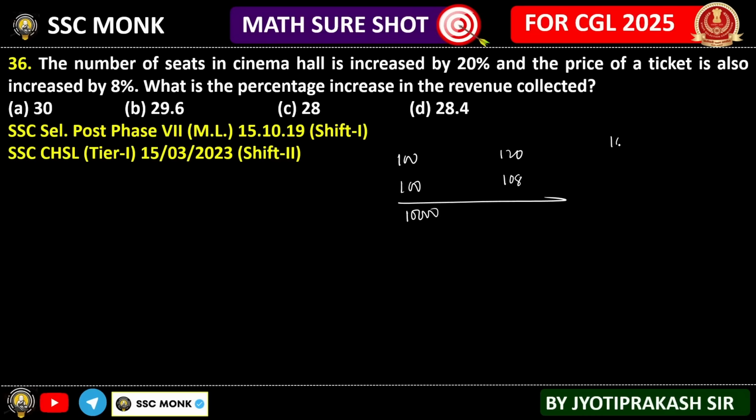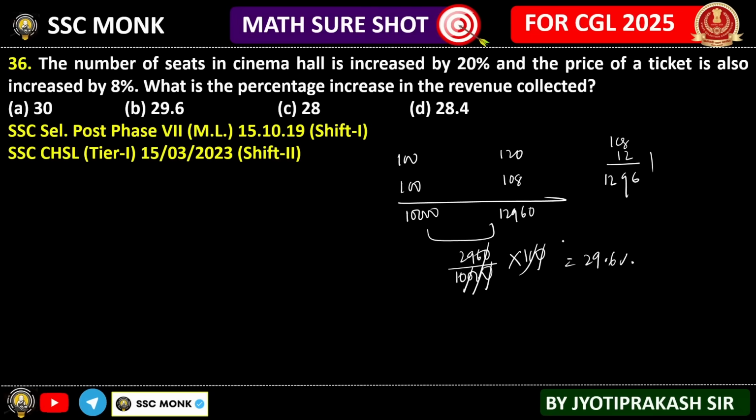So this can be written as 108 into 12, which is 12960. How much increase? 2960 upon 10,000 into 100. Zeros cancel. Total increment 29.6%. Answer option B.